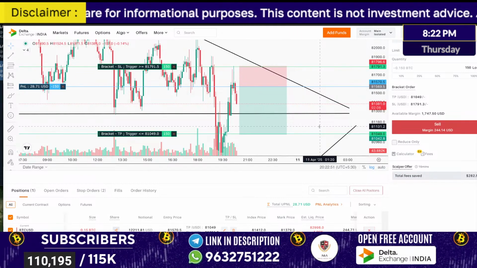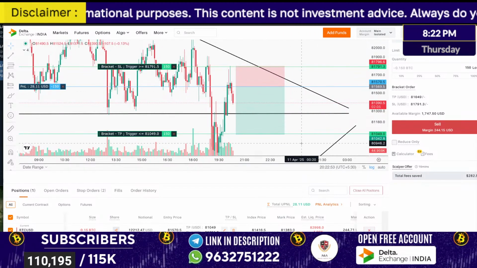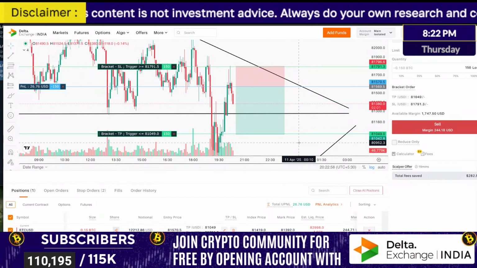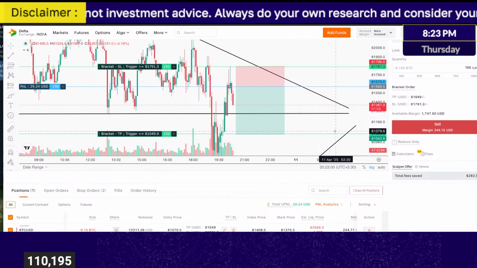For me, the setup was interesting. Like after this, maybe I will not look at the market. All those things are there. So I just left this trade as it is. I considered to take this trade.